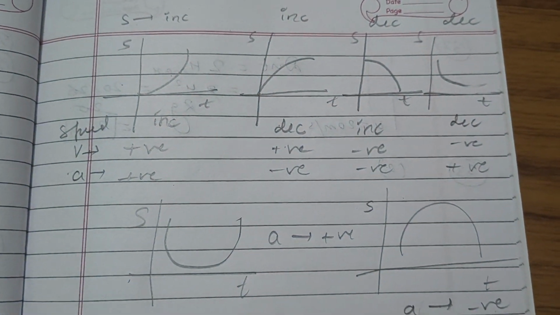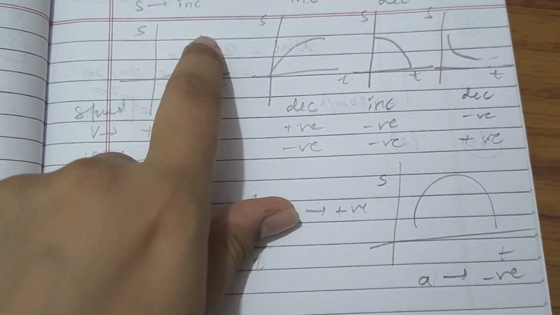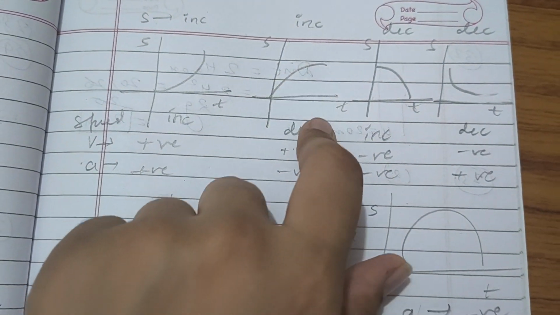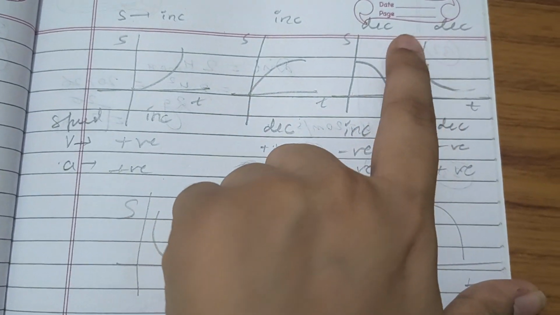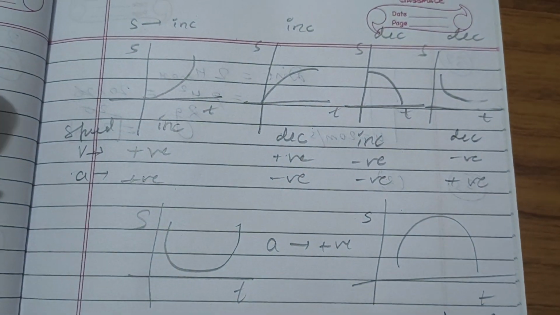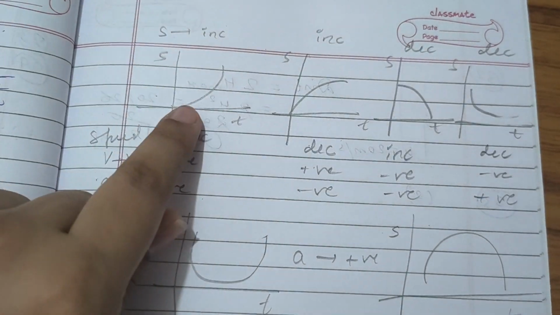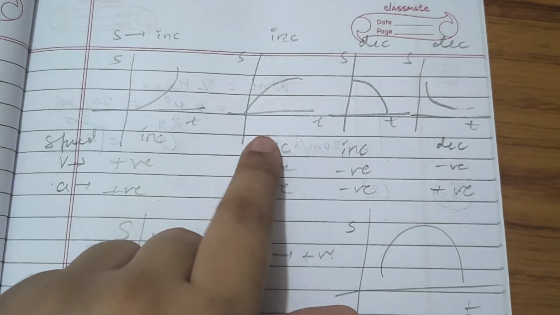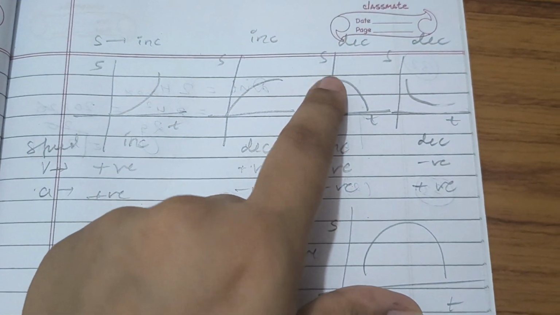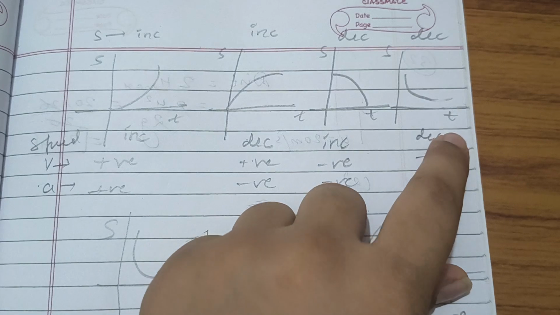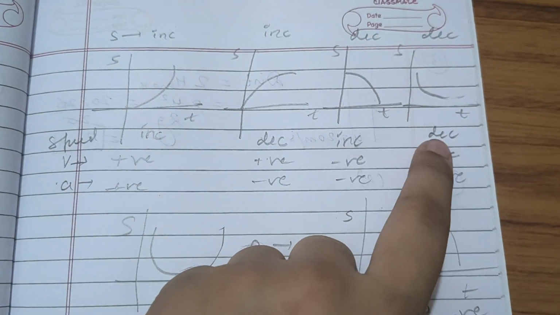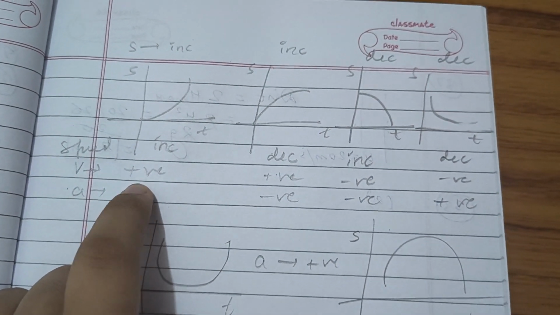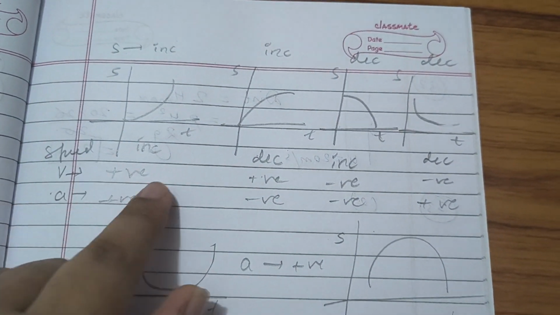Also remember that if the slope is up like this, then it is positive. If it is down like this, then it is negative. You have to imagine yourself sitting on the curve. If you can fall down, then it means it is negative. Here you cannot fall down, and here you cannot fall down. But if you sit here, you can fall down, and if you sit here, you can fall down, which means these two are negative, but these two are positive. So here slope is positive, so v is positive.